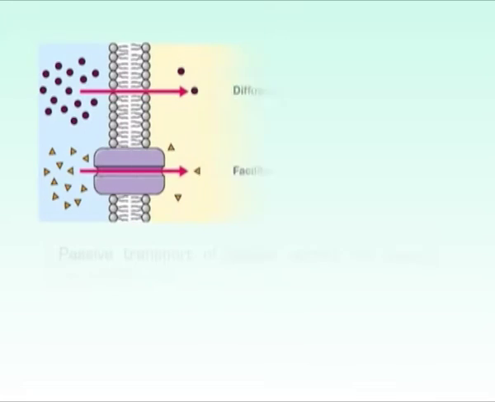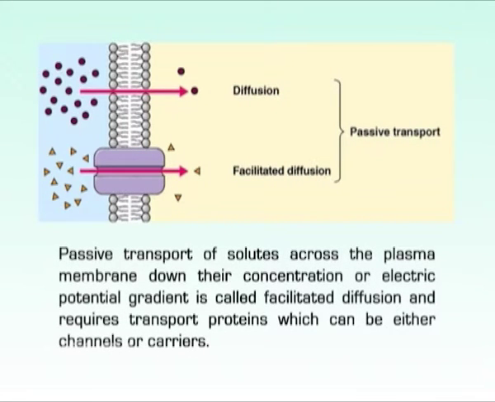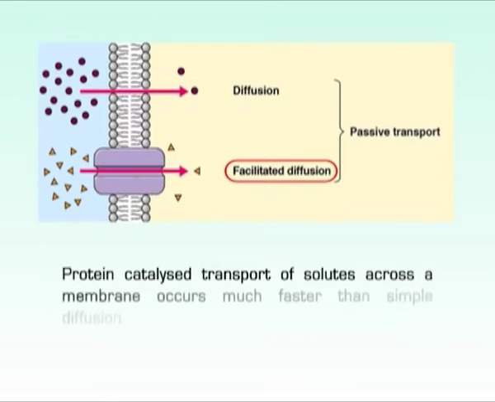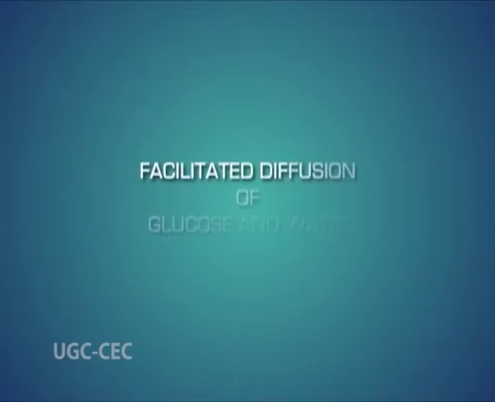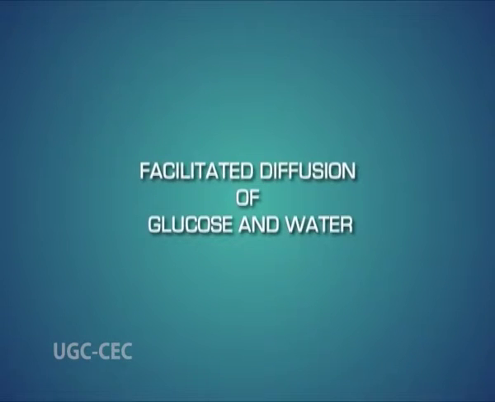Now let's look into passive transport first. We also call it facilitated diffusion or facilitated transport. Passive transport of solutes across the plasma membrane down their concentration or electric potential gradient is called facilitated diffusion and requires transport proteins which can be either channels or carriers. Protein catalyzed transport of solutes across the membrane occurs much faster than simple diffusion. Let's look at the example of facilitated diffusion of glucose and water.